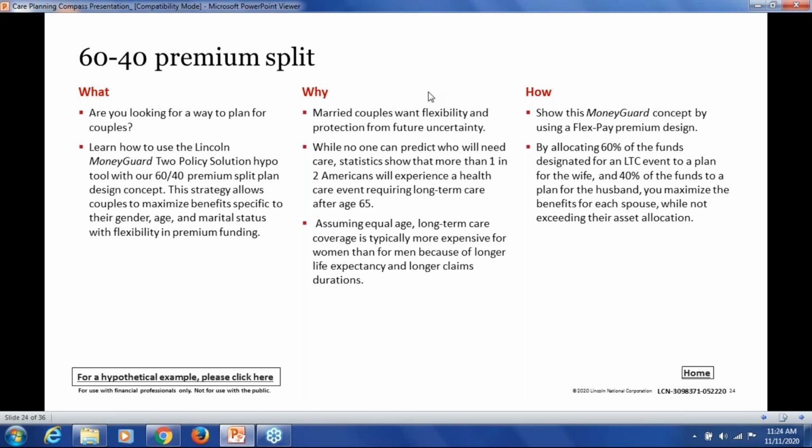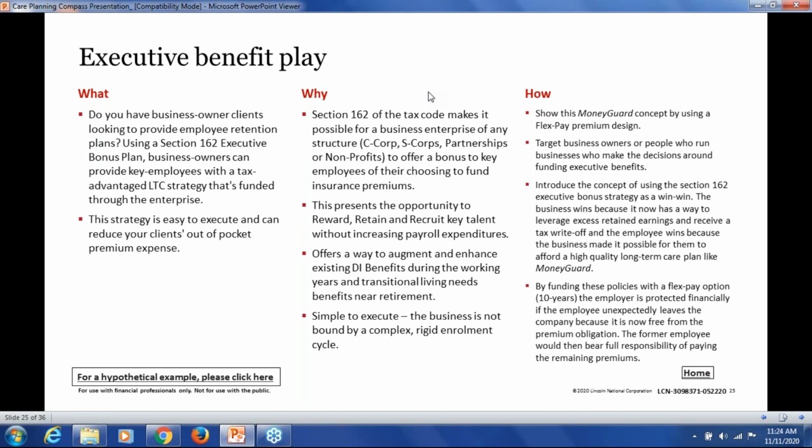Dealing with couples. And we are now on to the 13th, and I hope a cheer is going up from all of you out there. This is the executive benefit play. And this works, any of you who are dealing with commercial accounts or group accounts, I think this is something you can take and use.